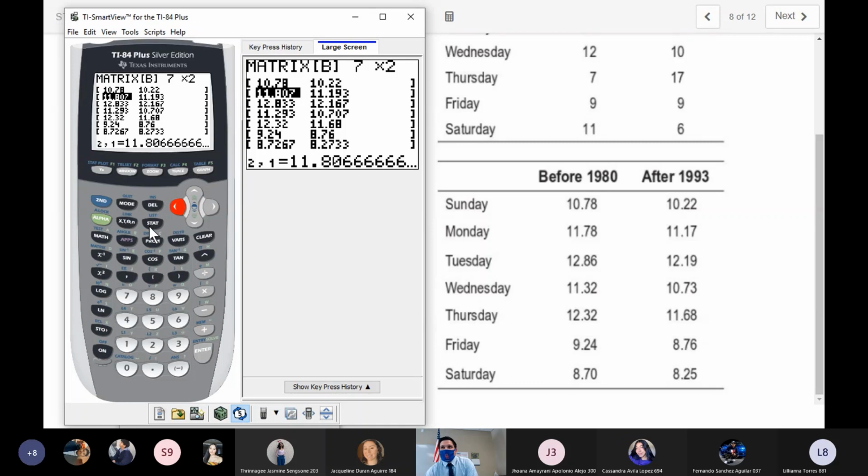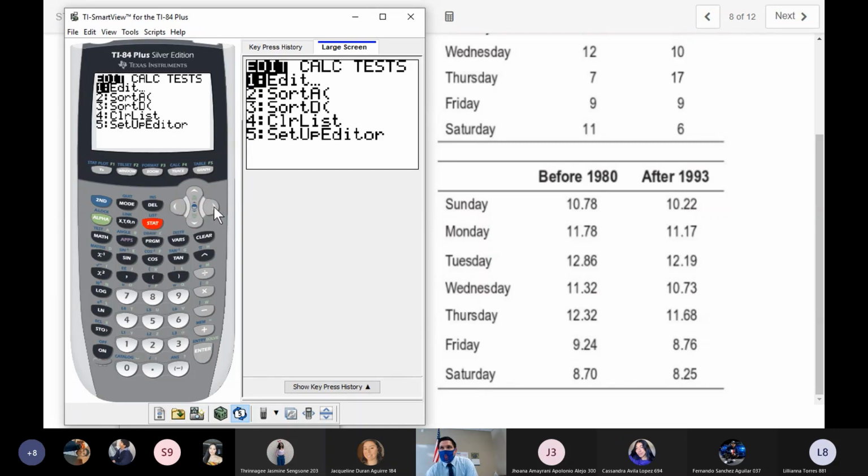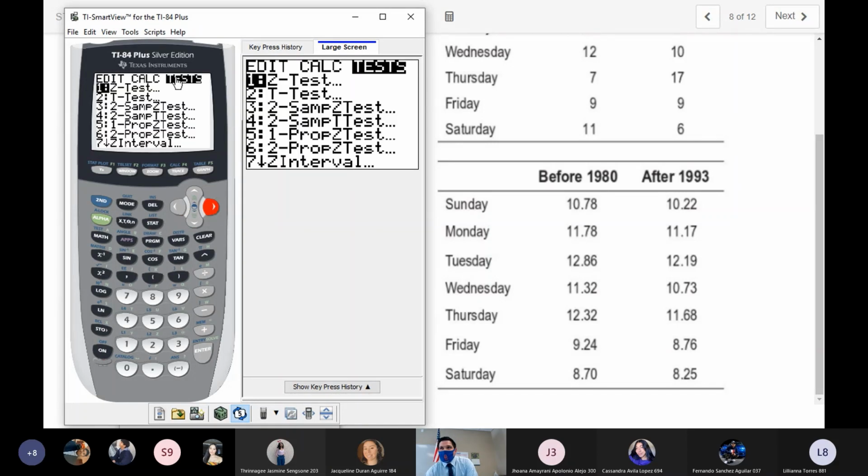So to use them, we go to Stat, and we go over to Tests. It's the little third menu here. And we're going to go down to option C, which is chi-squared test.